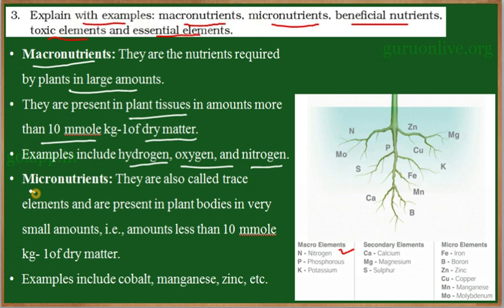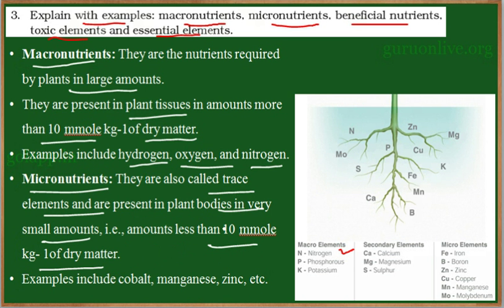And the next one is micronutrients. The name itself says micro means small. So these nutrients are required in a trace amount, that means a very small amount. Generally they are found in the plant body at less than 10 millimole per kg of dry matter. They are essential, but only in a small or minute quantity.